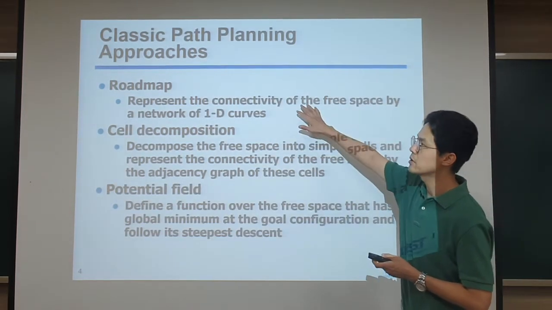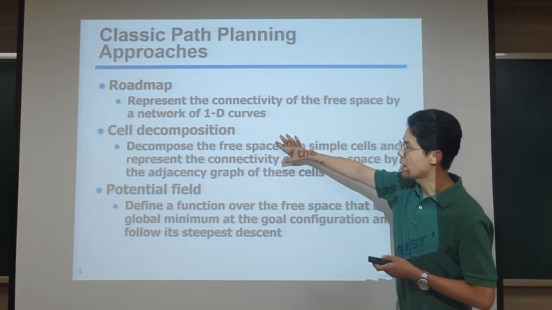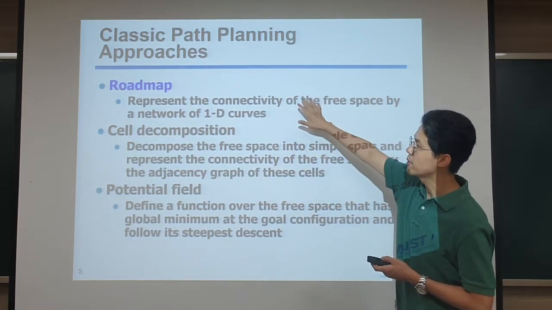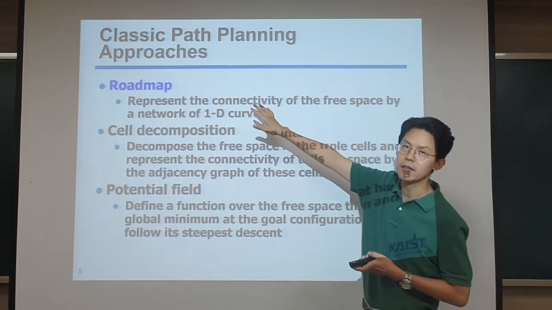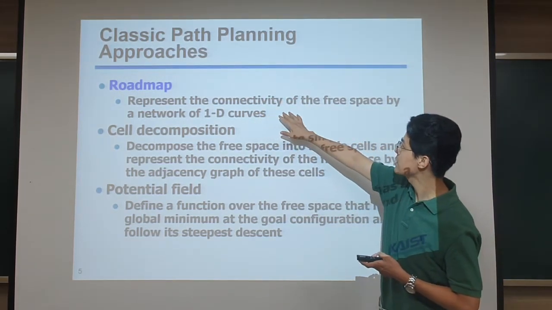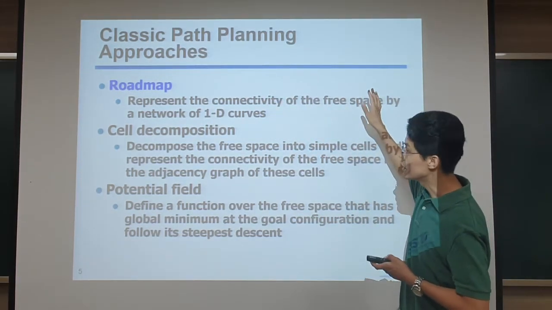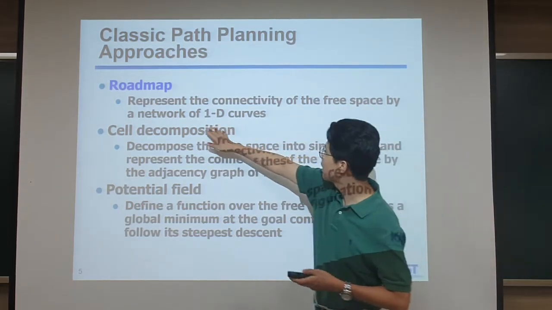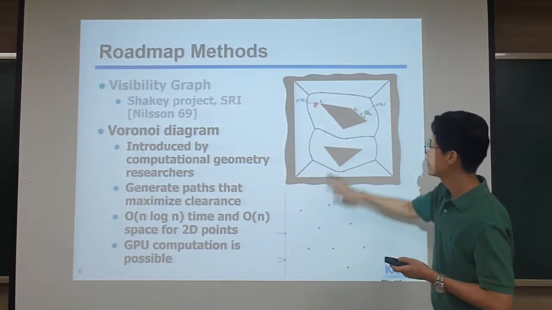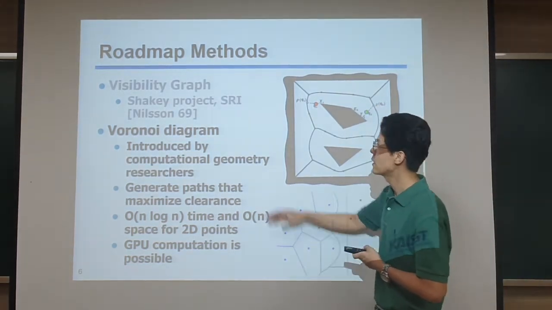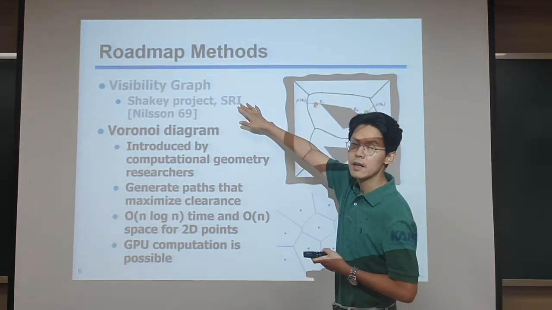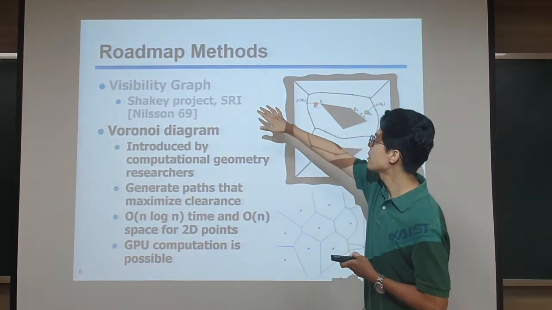So today I will talk about the roadmap, cell decomposition, and potential fields. First of all, I would like to talk about the roadmap. Its main idea is to represent the connectivity of the free space in the C space as a network of 1D curves. This is one example of a roadmap. Last time we talked about the visibility graph, right? That's also one example of a roadmap.